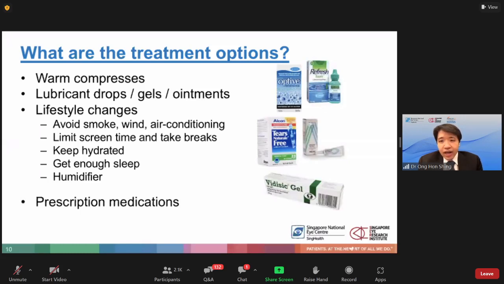If your dry eye is more serious, there are other medications that are available that can be prescribed by your eye specialist, and some of these eye drops can help your eyes make more tears. Surgery is often not required for dry eyes unless there are problems, for example, with the eyelids that are causing dry eyes.